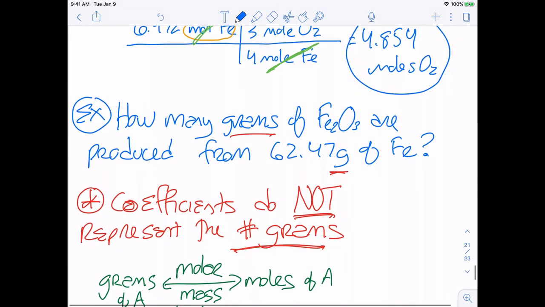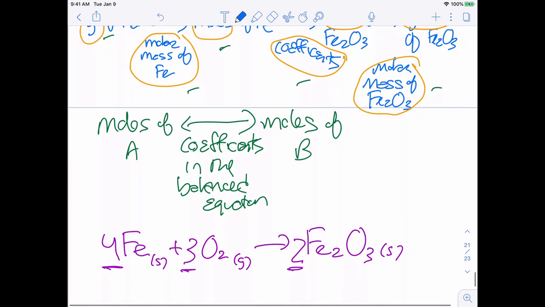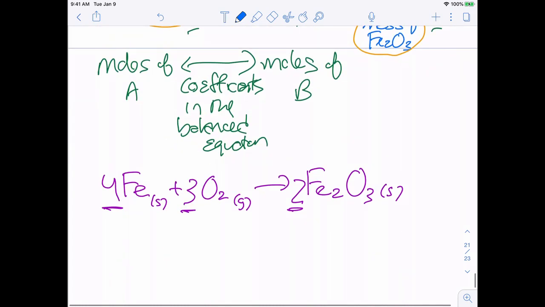We had 62.47 grams of iron, just so I don't have to keep going back up and forth. So let's calculate our molar masses. We do need the molar mass of iron, so I'm grabbing my periodic table here. And since it's just plain Fe, it's coming right off the periodic table. So my molar mass for iron, let's just write it above iron here.